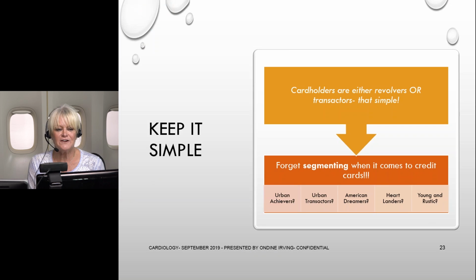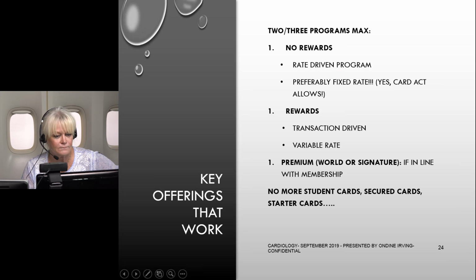Again, cardholders are either revolvers or transactors, and it's that simple. And all these darn segments that come up, it doesn't matter. The simpler you make your program, the easier it is to sell, the less confusing it is on your website. Very, very simple. We have revolvers and we have transactors. So with that, you should offer 3 programs max.